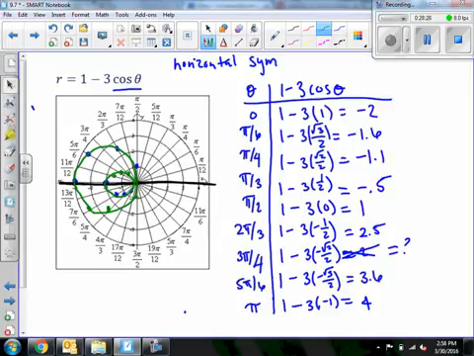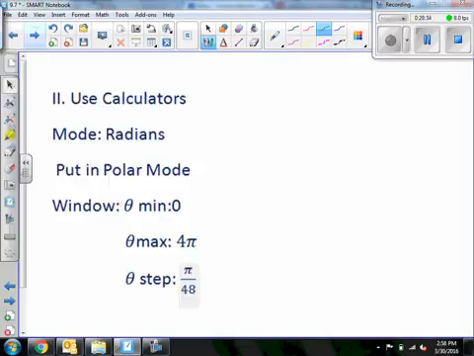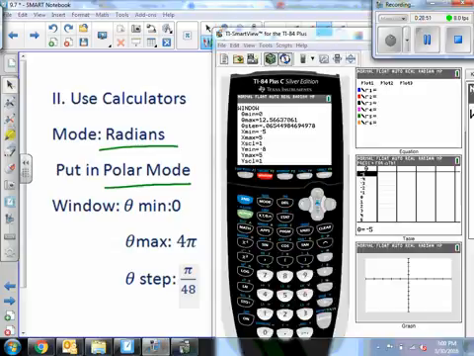What I would like for you guys to do for the rest of the class now is get out your calculators. We're not going to do these last two by hand. First of all, make sure your calculator mode is in radians. Make sure it's in polar mode. And that your theta minimum is 0, your theta max is 4 pi, and your theta step is pi over 48. So let me pause this real quick.